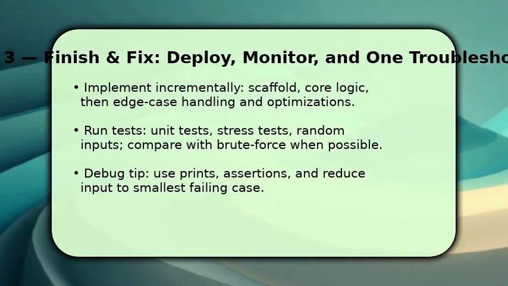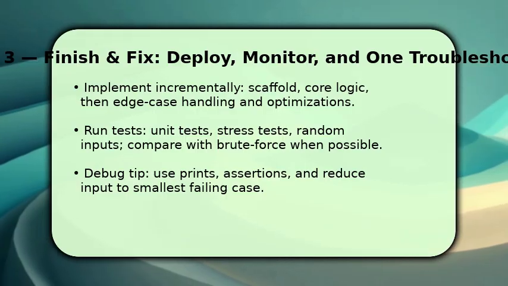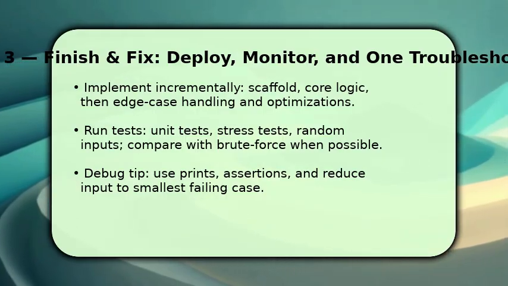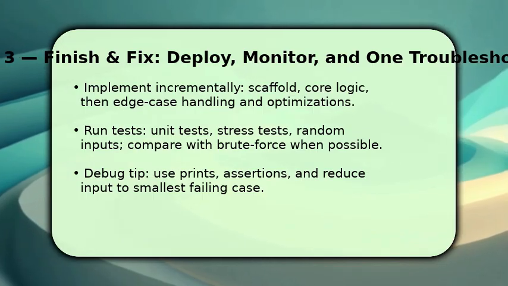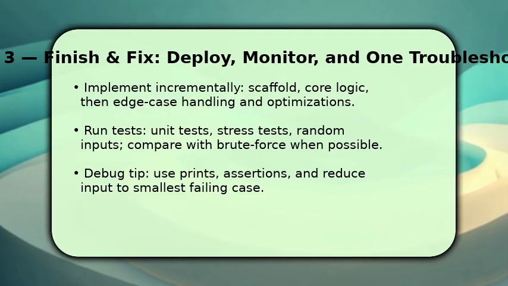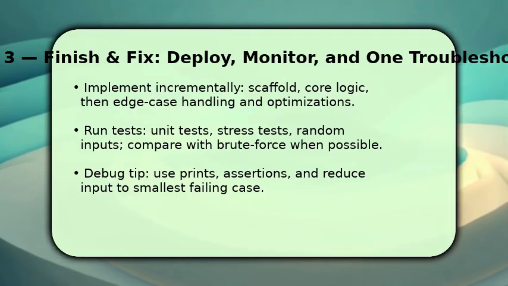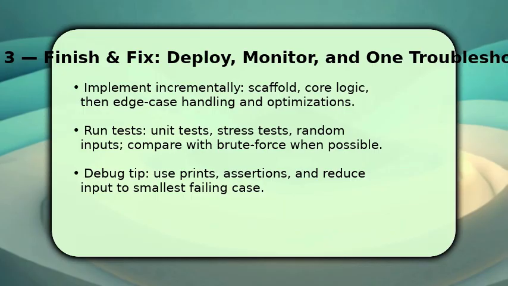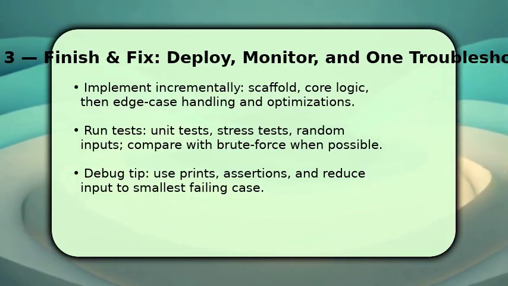If a test fails, reproduce the smallest failing input and add assertions to narrow the fault. Finally, refactor for clarity and reevaluate complexity. If things still break, one key troubleshooting tip: isolate the failing component and compare intermediate states against a correct, simpler model.